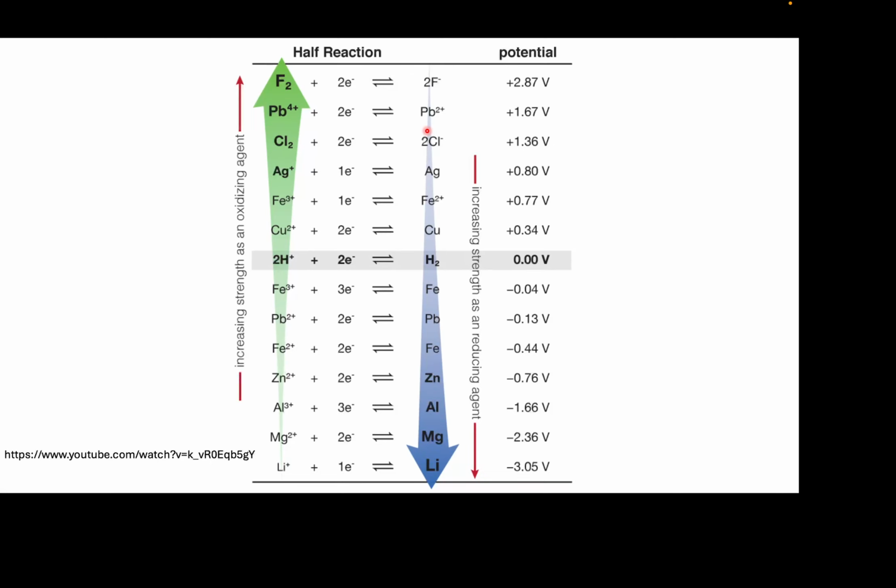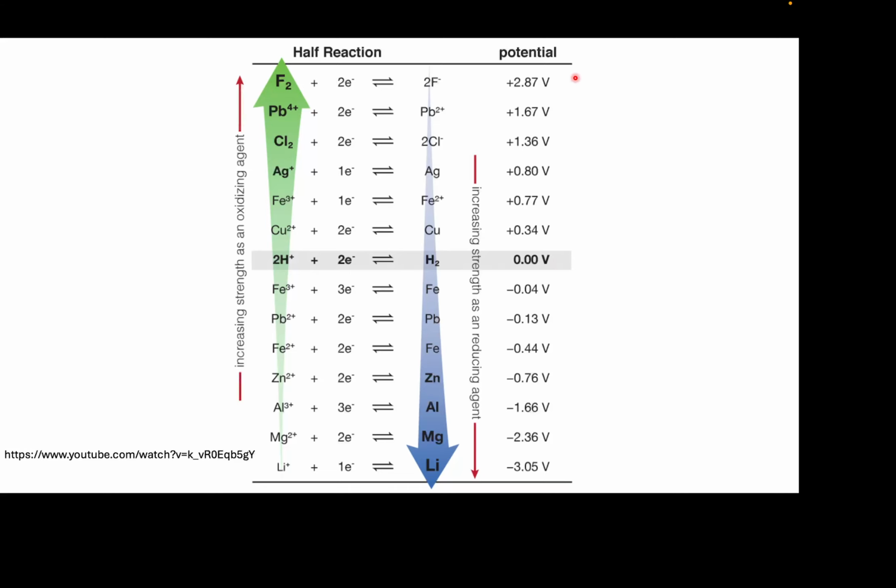This is the table representing the standard electrode potentials for all the elements which are used, and you can see at the bottom we have lithium. It has the most negative electrode potential, hence it is suitable for making a battery which is high voltage and high power, right? As you can see, this is the increasing strength as an oxidizing agent, and this is your standard hydrogen electrode at 0. So this is the reference point.